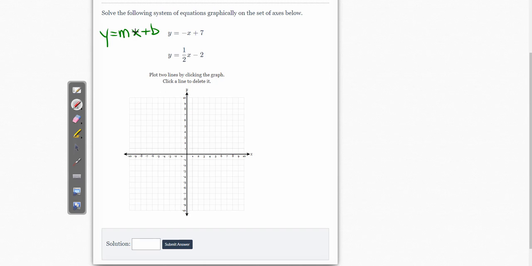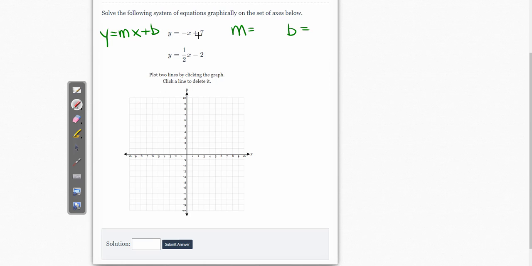Your b value is found to the right of the x, usually with an add or subtract, and your m, that's the number that sits directly in front of the x. So I'm going to have my students tell me what the m and the b is, just as proof that they understand what to do.